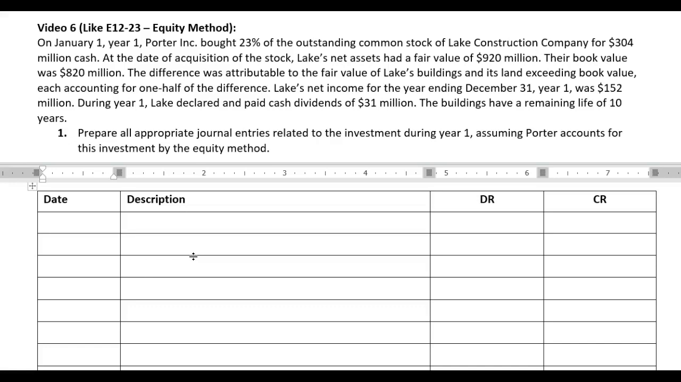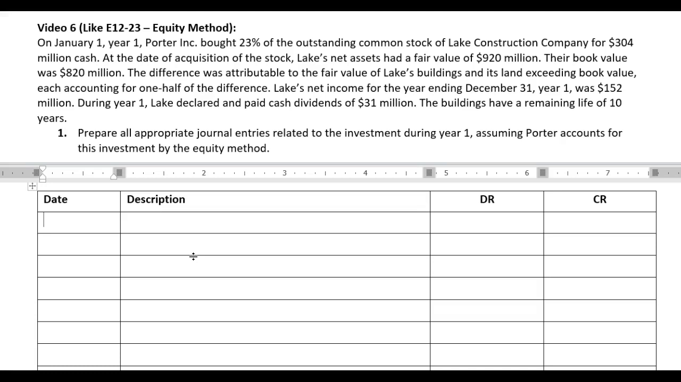Let's continue looking at equity securities, but let's move to what happens when the company owns between 20 and 50%, which means it has significant influence over the company. In this case, we're going to elect to use the equity method. Keep in mind, when companies own that percentage of stock, they can elect a fair value option. But let's look at how the equity method is treated in accounting.